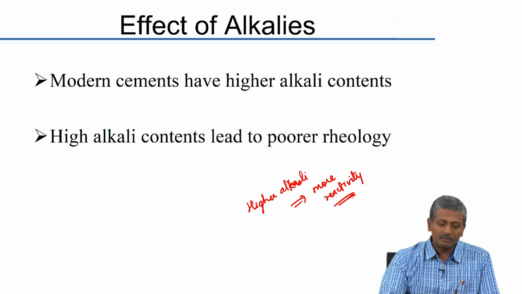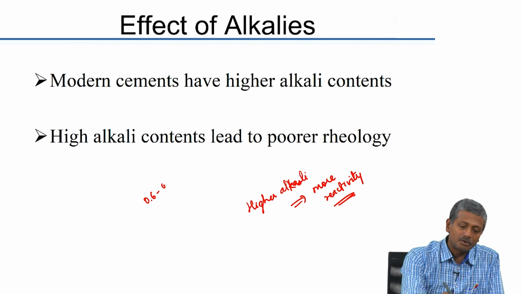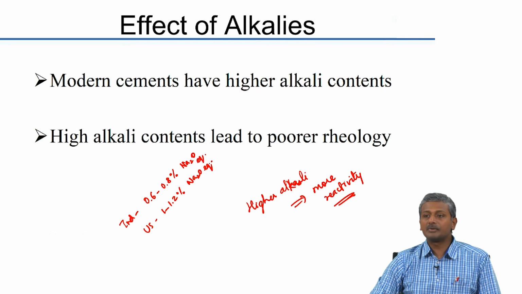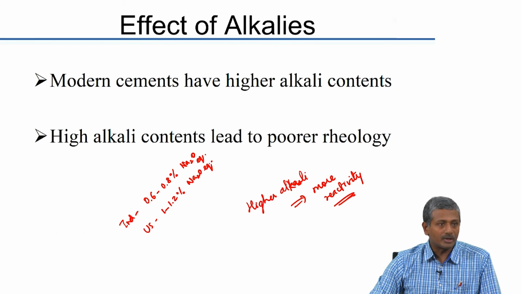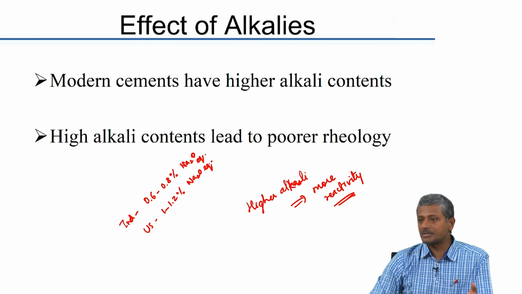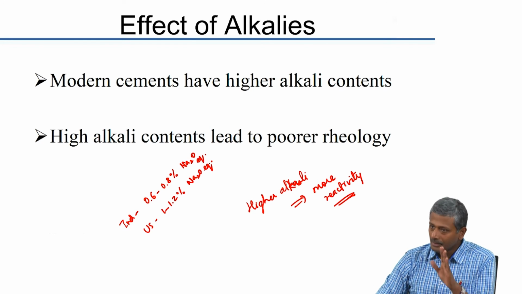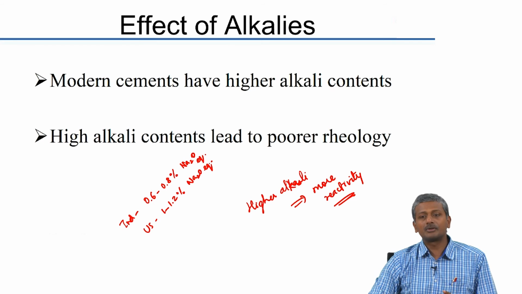In India, we have alkali contents of about 0.6 to 0.8% of sodium oxide equivalent. If you go to the US, most cements would have about 1 to 1.2% of alkali content. Please remember, alkali contents in cement are expressed in terms of sodium oxide equivalent. So, alkali oxides present in cement are sodium oxide and potassium oxide. You convert that to an equivalent sodium oxide percentage. Okay, that is how you will be seeing the proportion represented on a cement mill sheet.